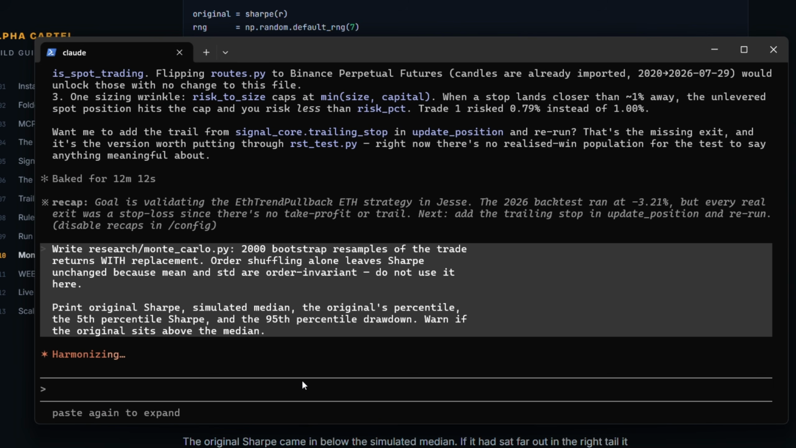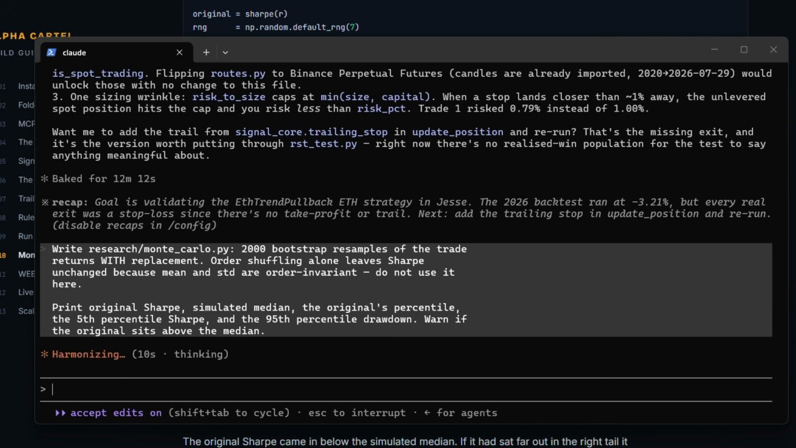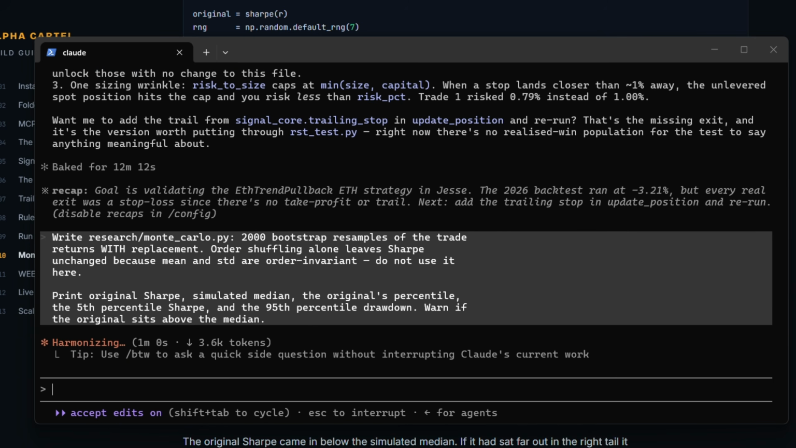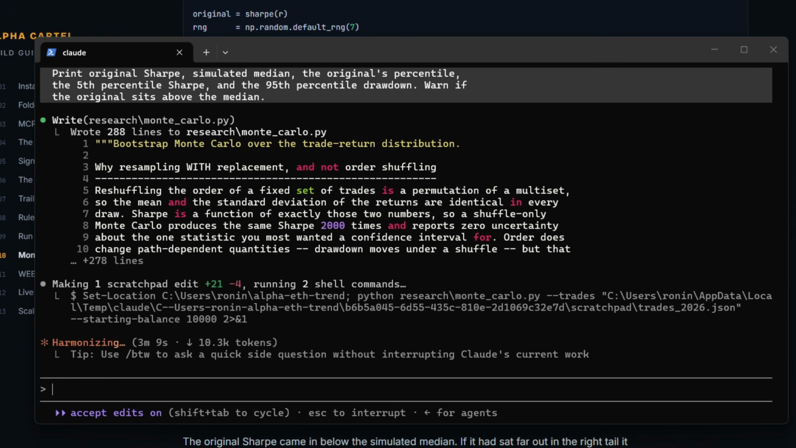If it had sat out in the right tail, the number would have depended on a favorable sequence, winners landing early and compounding into everything after. Below the median means the run was, if anything, slightly unlucky. The performance is a property of the rule set, not one arrangement of trades.